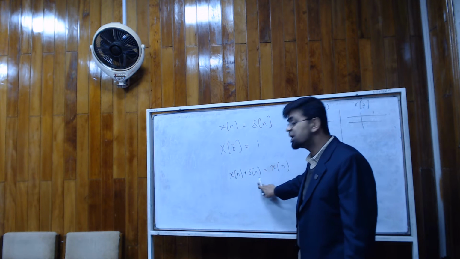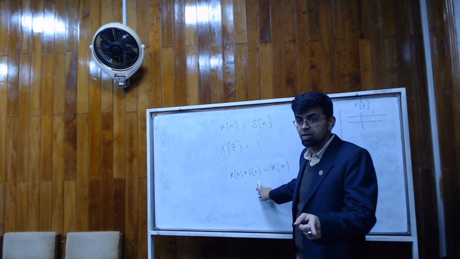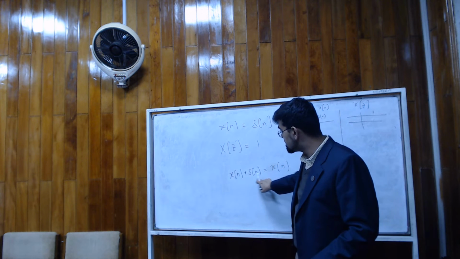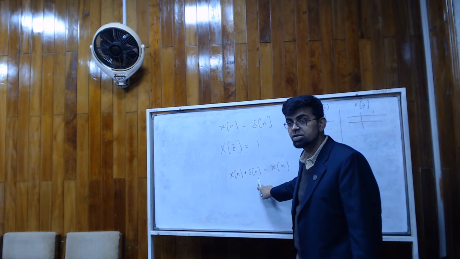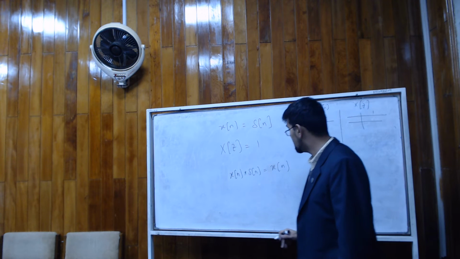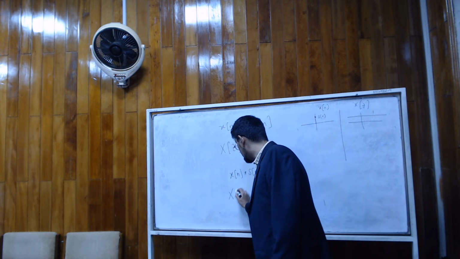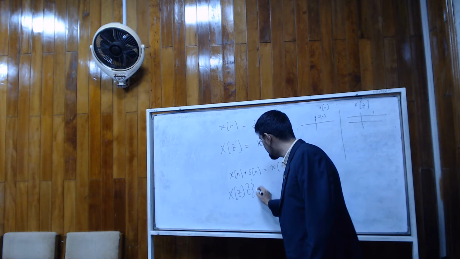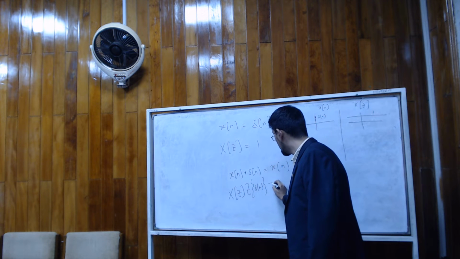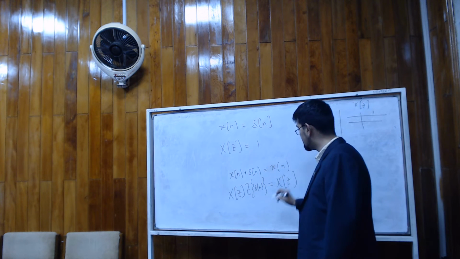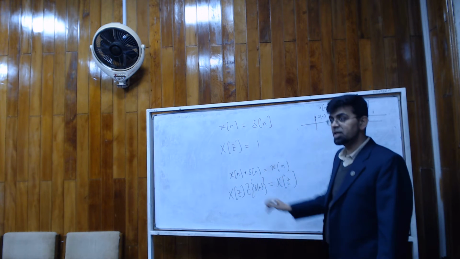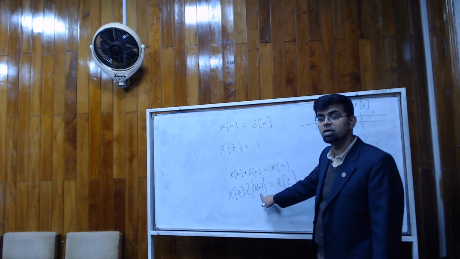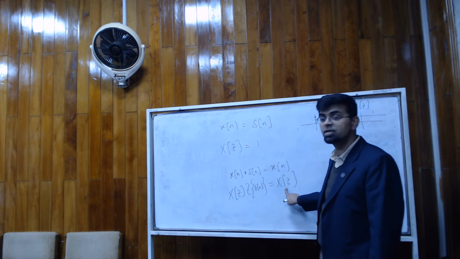If I were doing this multiplication in the frequency domain, working with X(z) and the Z transform of delta n, what would I get there? X(z) times the Z transform of delta n should again be X(z), isn't it? But notice what's the Z transform of delta n? 1. So 1 times this is X(z).